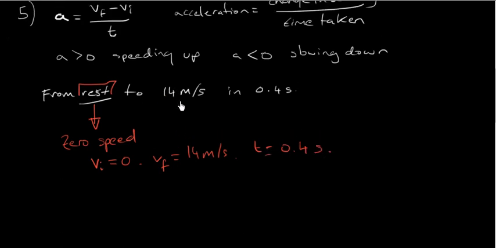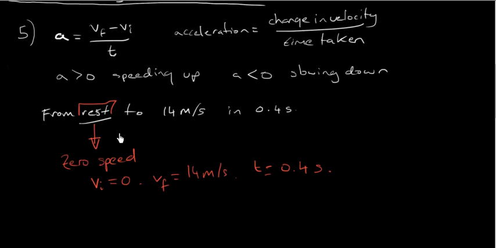So using our formula, final velocity minus initial over time, we can calculate the acceleration really easily by saying final velocity is 14 minus the initial velocity, which is 0, divided by the time taken, which is 0.4. So I grab my calculator and I do 14 divided by 0.4. I get 35 meters per second.